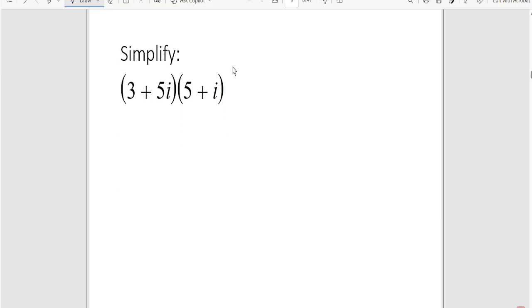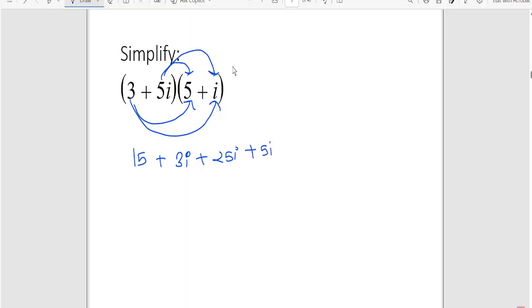Now let's see how we multiply two complex numbers. It is the same as how we multiply two real numbers. Like if we have two parentheses, we multiply this with this, right? So 5 times 3 is 15, then we multiply this with this. 3 times i is 3i, right? Then we multiply this number with this. 5 times 5i is 25i. Then we multiply 5i with i. So this gives me 5i², right?